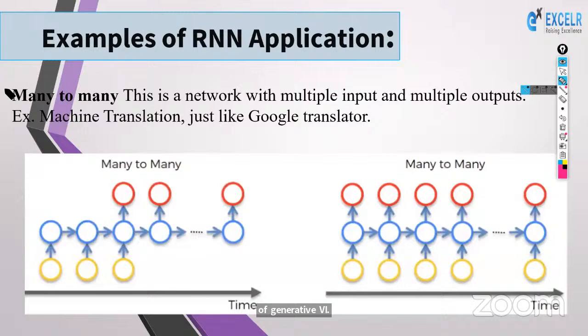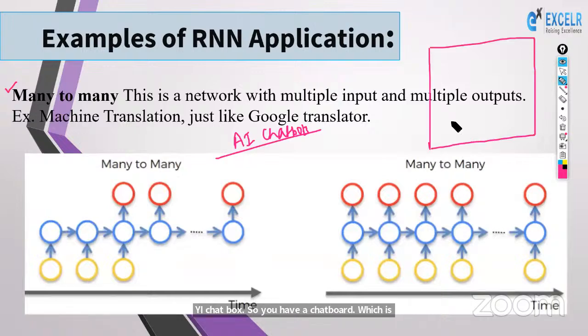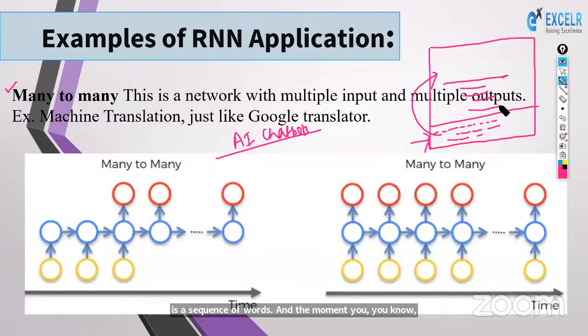Another example of many-to-many is AI chatbots. You have a chatbot which has artificial intelligence capability. So here you have an input box, right? Here you write your queries or your question, which is a sequence of words. And the moment you enter this query into this AI-based chatbot, it will generate a sequence of words as the output based upon your input query. Right? It is another example of many-to-many kind of application.